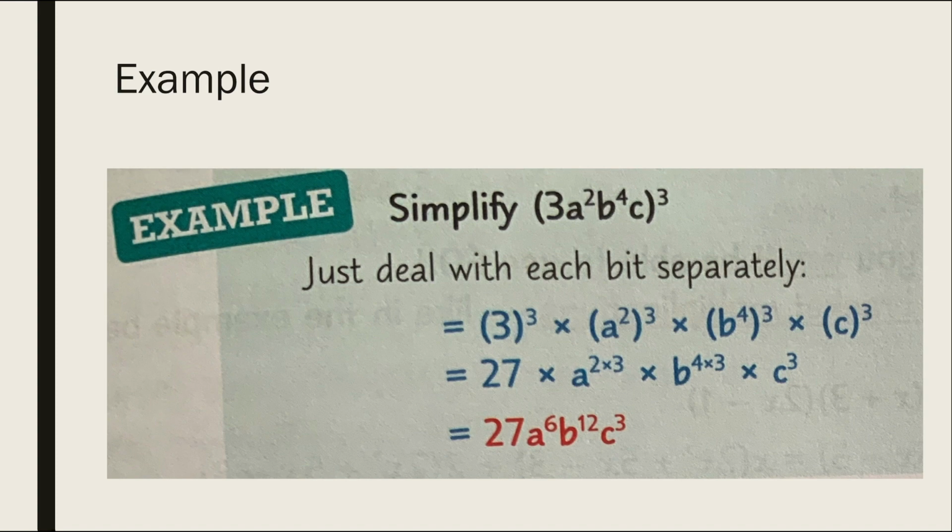So if you do each part separately and work it out, you come to figure out that it's 27 times a to the power of 2 times 3, so a to the power 6, and then b to the power 12, because it's 4 times 3, and then times c to the power of 3. You can do this with many things. Just make sure that you do every single part of it separately. It makes it a lot easier for yourself.